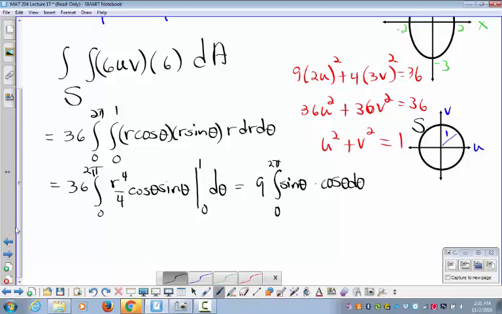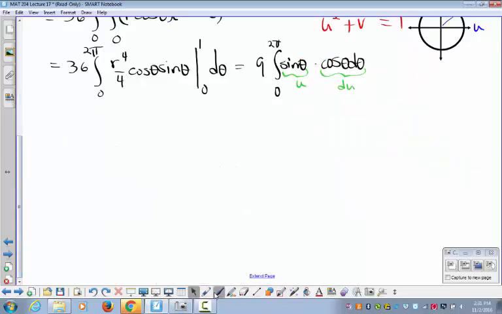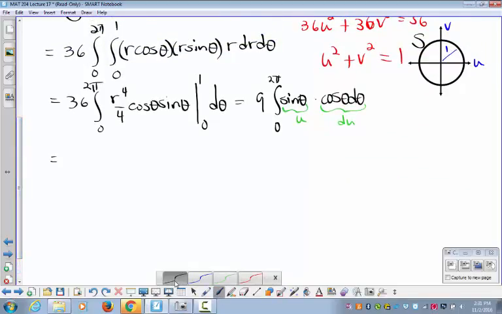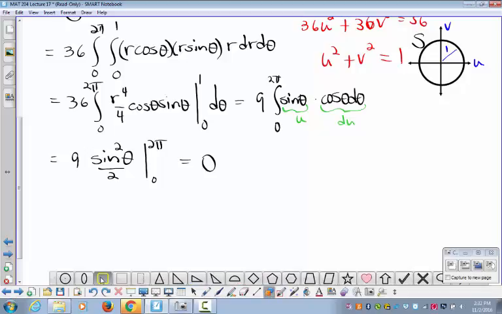So I'm just going to regroup it. Then we have u, and we have du right there. So we get u squared over 2. So we have 9, and then sine squared of theta over 2. That's u squared over 2. And that's from 0 to 2 pi. Oh, how pleasant. What do we get for our answer? 0. Anticlimactic. 0.